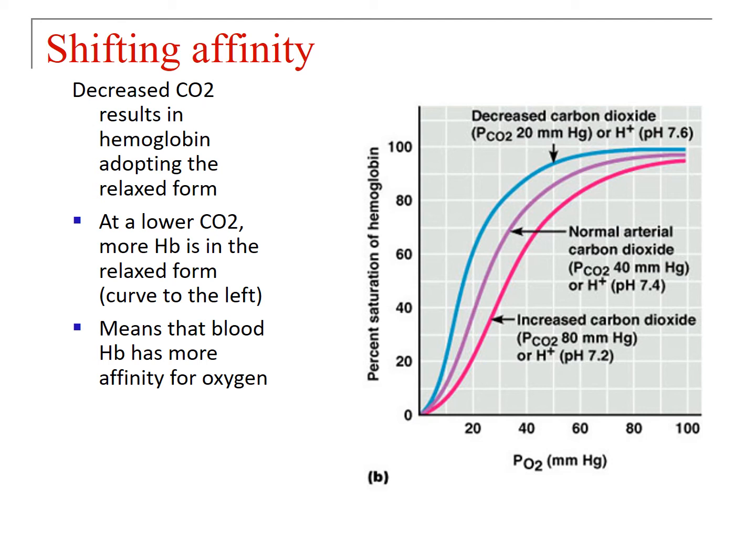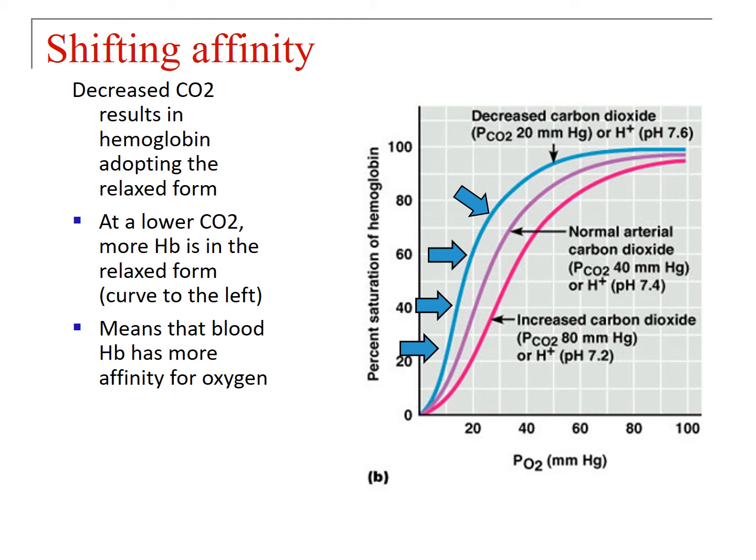Now let's say that you have a decreased CO2. If you have a decreased CO2, look at, this is the normal line. Now let's decrease the CO2. If you look at the blue line, the CO2 is lower, which means the pH is higher, which means that more hemoglobin is in the relaxed form. So you can see that this curve has shifted to the left. What this means is that now, under these conditions, blood hemoglobin has a higher affinity for oxygen.